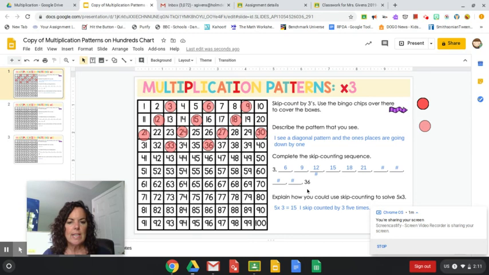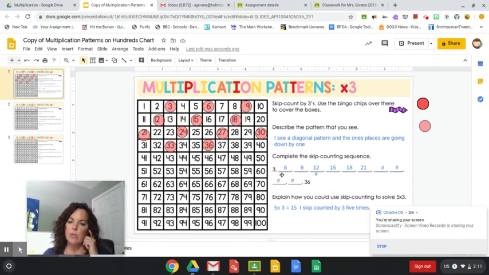Okay, so once I did that, I had to describe the pattern that you see. So I'm looking at it, what do I see? Well, you know what I noticed? I noticed these diagonal patterns here. And then when I looked a little closer at them, I noticed that the ones place were going down by one. It went 3, 2, 1, 6, 5, 4, 3, 9, 8, 7, 6. So that's what I wrote there. I wrote, I see a diagonal pattern and the ones places are going down by ones.